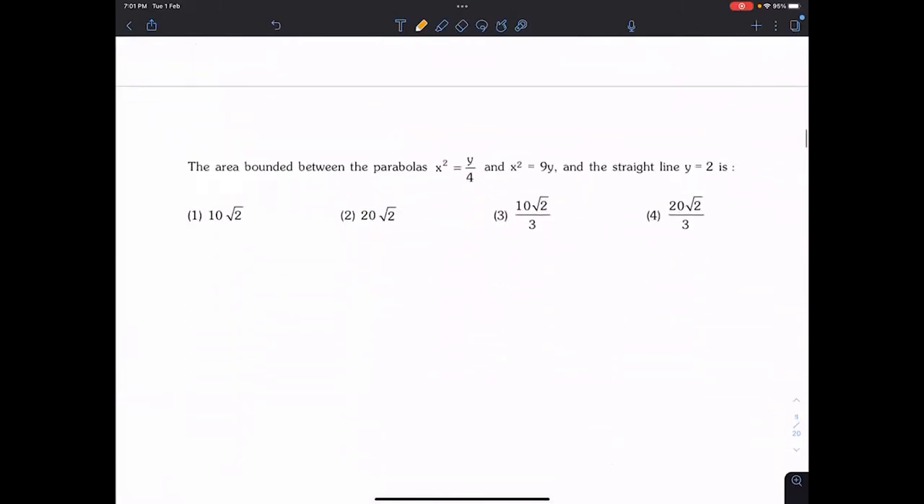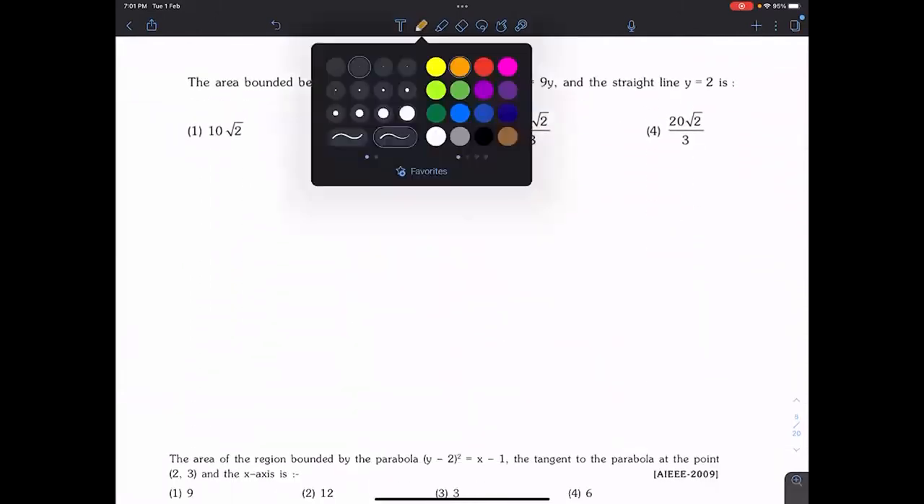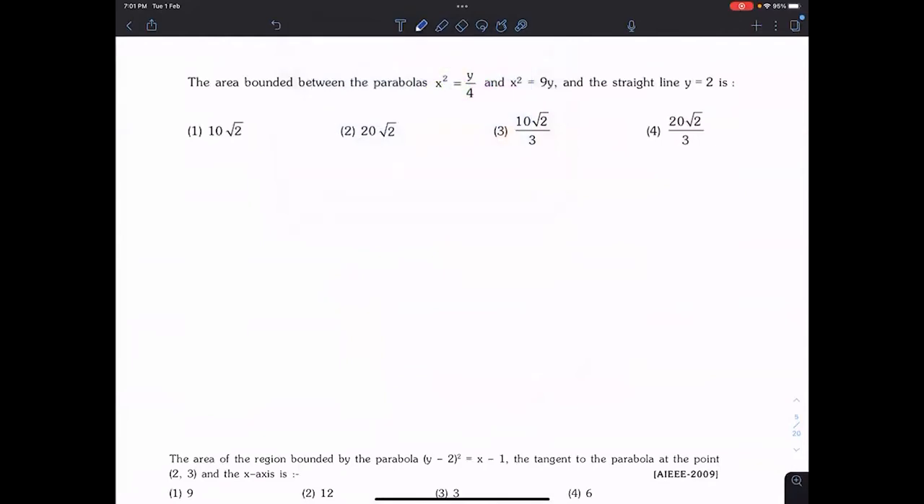One second. Let me take, yeah. This is another interesting question. You see, area bounded by the parabola. This is one parabola, this is one parabola. In the beginning, we have seen something like this. But they have given one more straight line also, they told. And the straight line y equals 2. Okay. Simple. What you do is, first, let us solve these two.